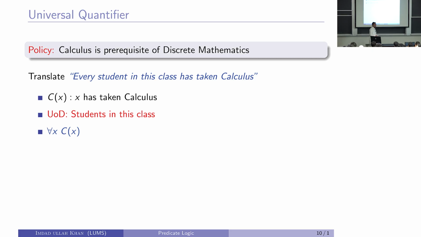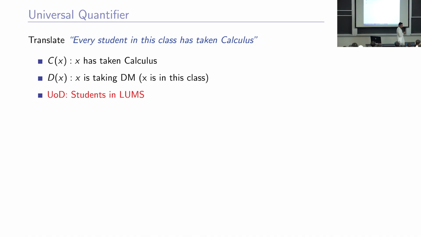Let's just play a little bit more with this. Let's say I still want to say the same blue statement, every student in this class has taken calculus, but now C of x stands for the same thing, x has taken calculus or x has passed calculus course. D of x is taking discrete math, x is currently in this class, right? This is what in this class means, x is registered in CS210, that is D of x. The universe of discourse is all students in LUMSx. Now give me a translation of the blue statement in quantified form.